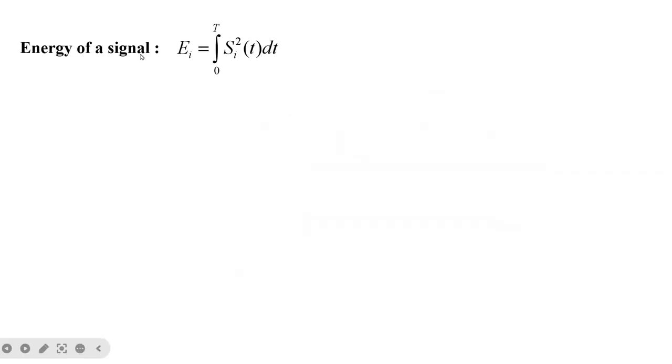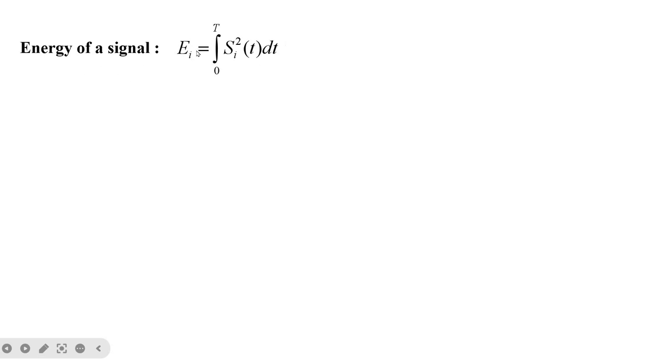So the energy of the signal is a measure of its strength or magnitude over time, and for a continuous time signal, that is Si of t, the energy can be defined as Ei is equal to integration from 0 to capital T Si square of t dt. So in digital communication systems, the signals represent the symbols or bits of information, and higher energy signals are generally more robust to noise and interference, which will lead to improved reliability. So here, this is the equation for the energy of the signal.